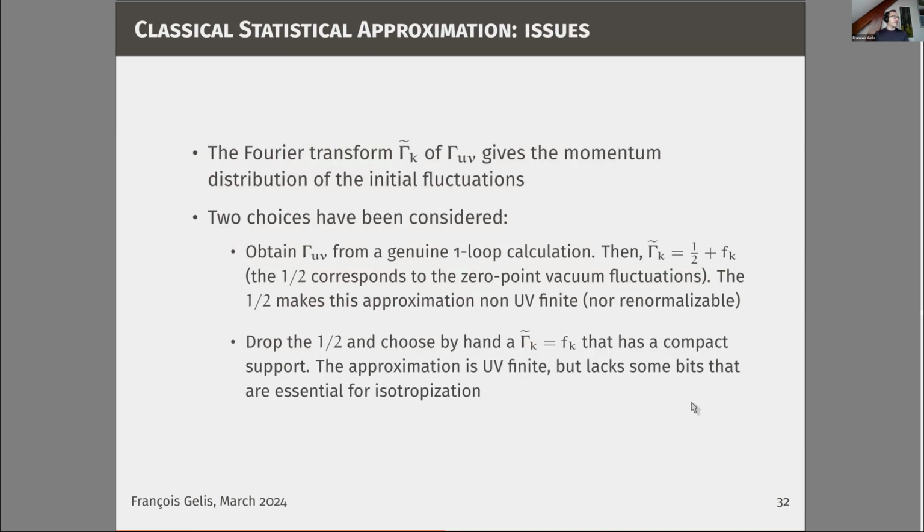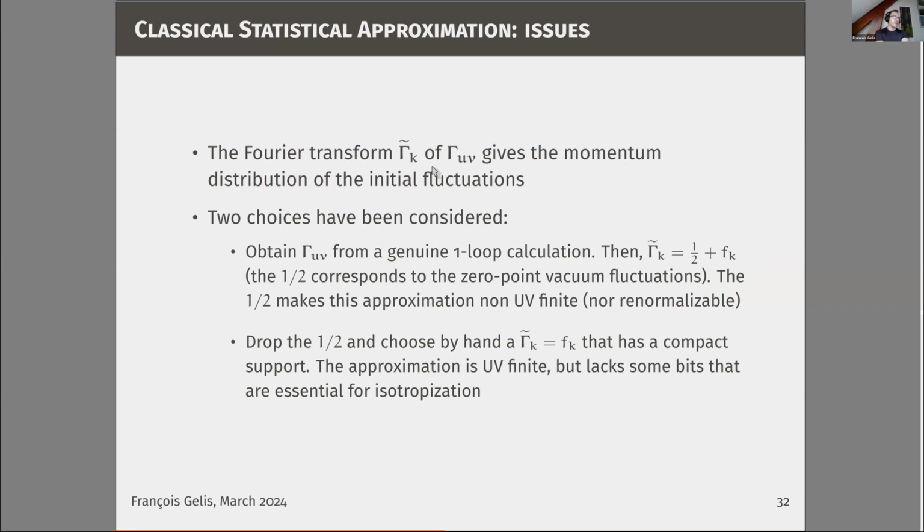Another thing I want to mention is that the Fourier transform Γ(k) of this kernel, Γ_μν, you could think of as a momentum distribution of the initial fluctuation. So it's telling you what momenta are present in the initial conditions. And this has been implemented by various groups using various choices for this Γ.